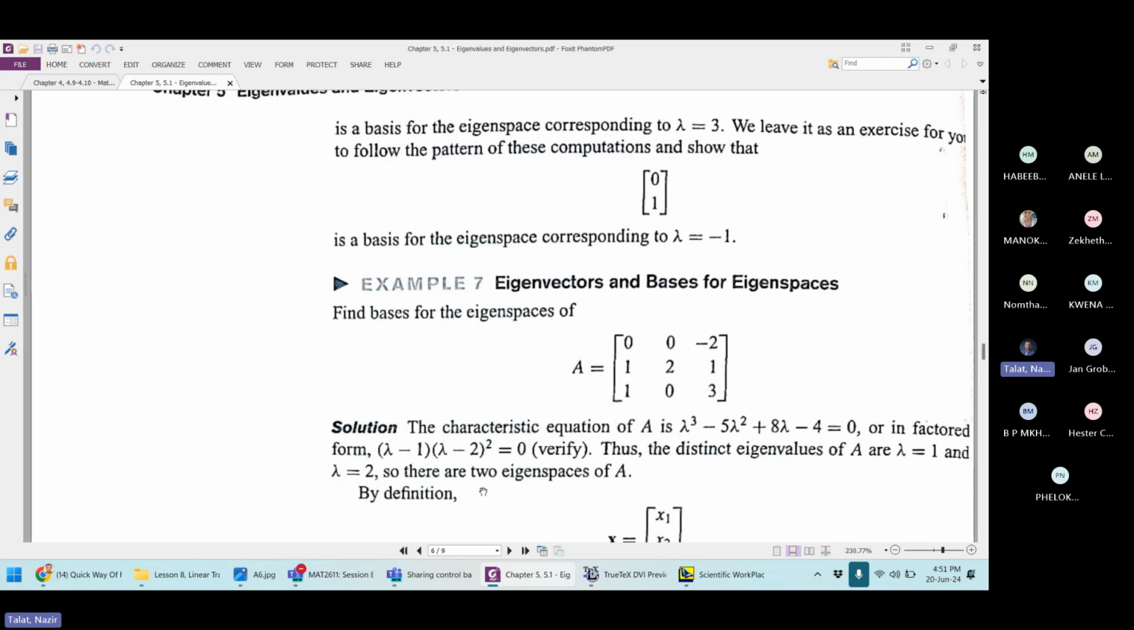If you sum them, 1 plus 2 plus 2 is 5, and the sum of diagonal entries is also equal to 5, like 0 plus 2 plus 3 is 5. So this relation we can also verify.